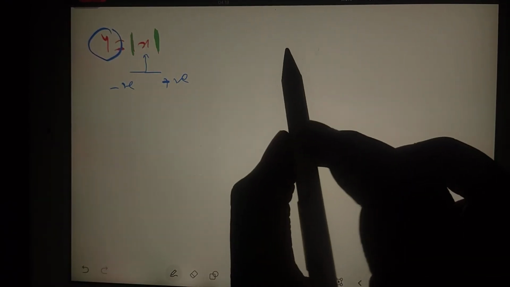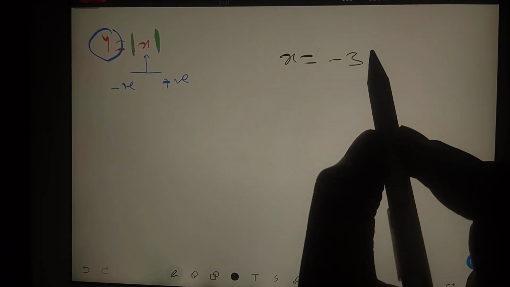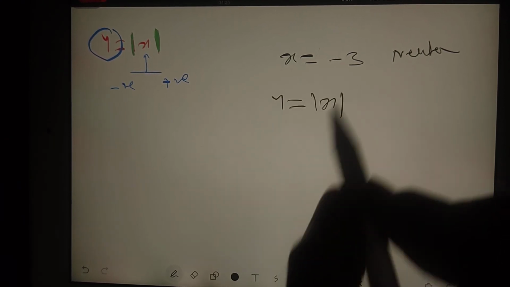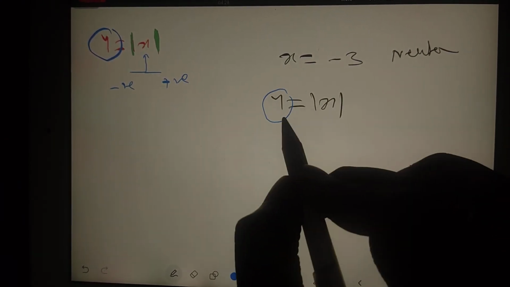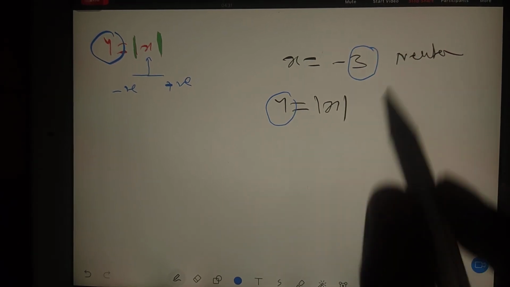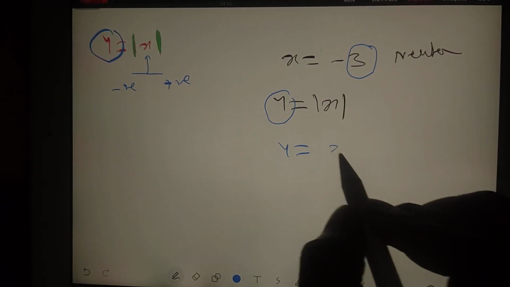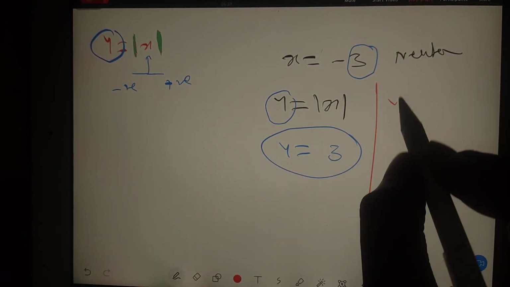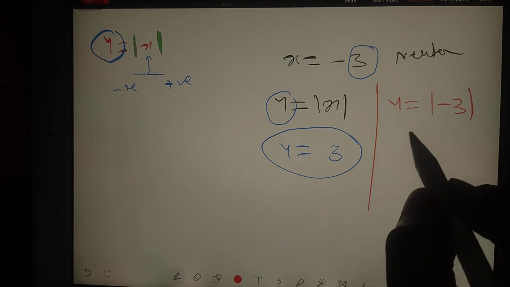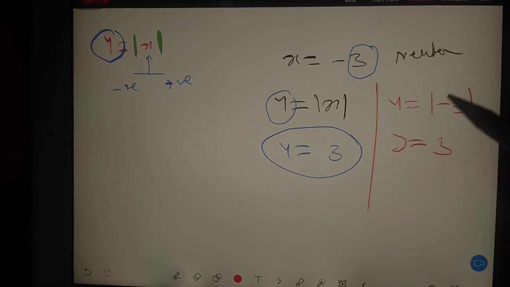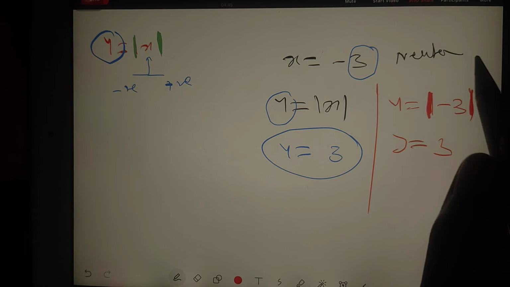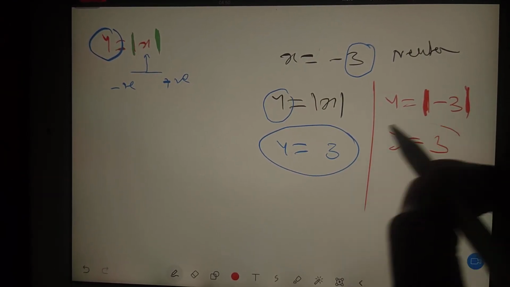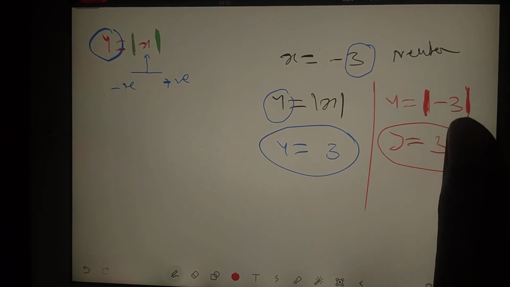Modulus function means if my x value is -3, for example, and suppose I am saying y is equal to mod of x, then this y is looking only for the magnitude, only for the modulus. So y will come as 3. Only 3. In mathematics, if you write y is equal to mod of -3, then automatically it becomes 3, because this modulus function filters the sense, I mean minus sign, plus sign, direction, everything. It only bothers about the modulus, what the exact value is, the magnitude part only.